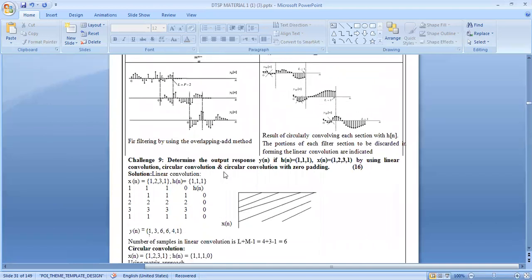Okay. Now let us determine the output response by using linear convolution, circular convolution, and circular convolution with zero padding. First, let me consider the linear convolution. What we know is that we will be using the matrix form. 1, 2, 3, 1. We will be having triple ones. Okay, what will we be getting over here?